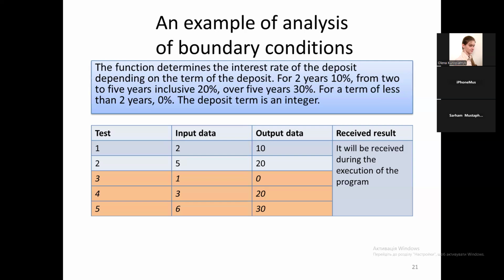And for this function that is described by this specification, I create some tests. The first test, input data 2. It is the number of years, and output data is 10. That is the rate of the deposit.